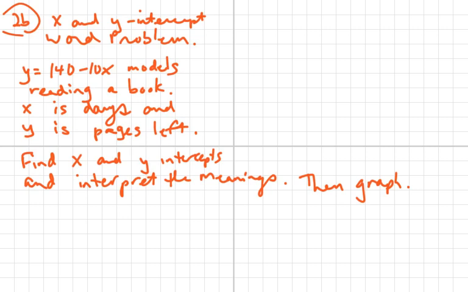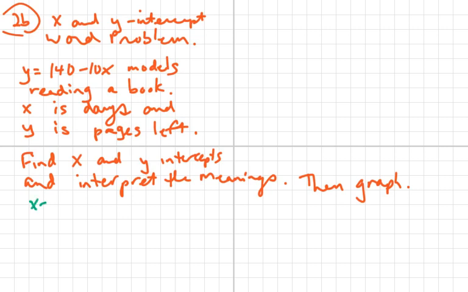Now also, objective 2 includes a word problem. So if I give you an equation like Y equals 140 minus 10X that models reading a book, X is the number of days, Y is the pages you have left in the book. Find the X and Y intercepts and interpret the meanings and then graph.